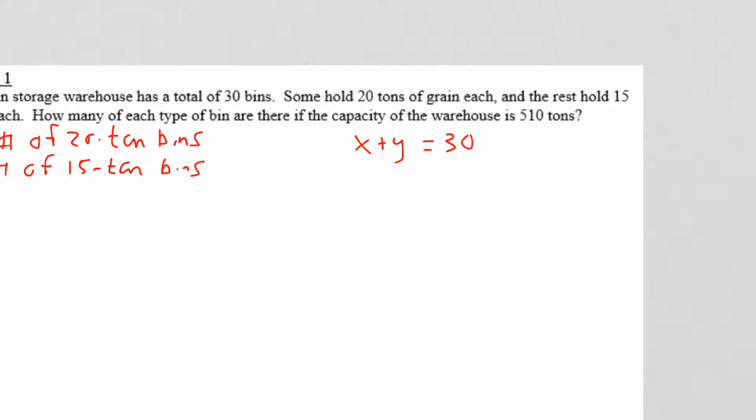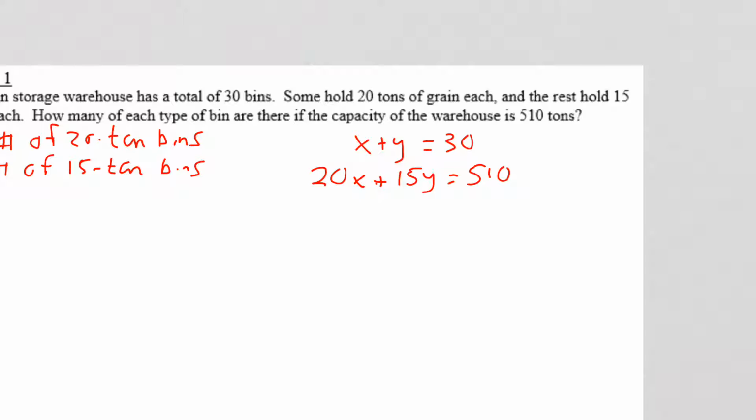We know that the capacity of the warehouse is 510 tons. So the capacity for the 20-ton bins is 20. So the total capacity of that would be 20x, and then similarly plus 15y equals 510. And then we just need to solve that system.